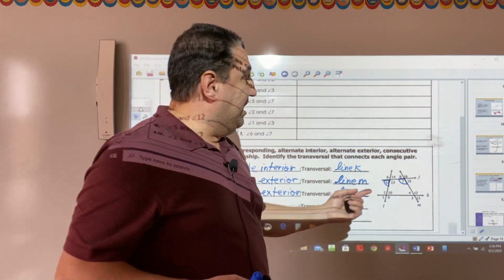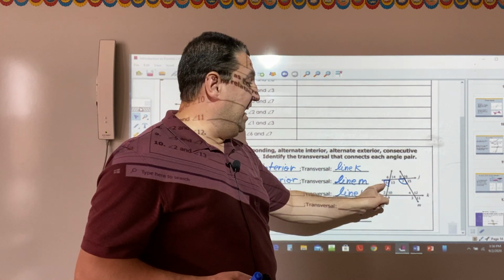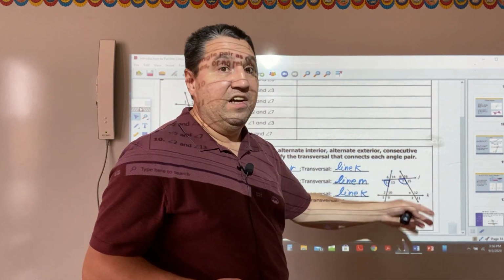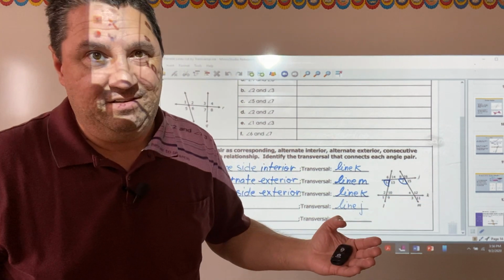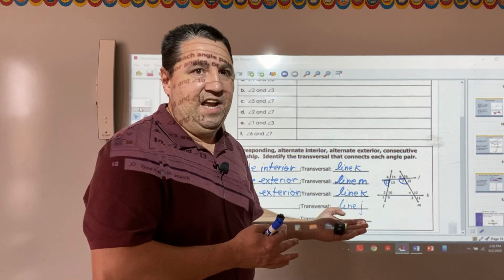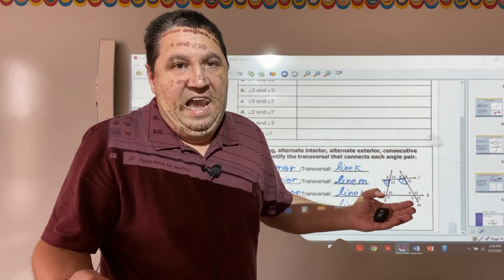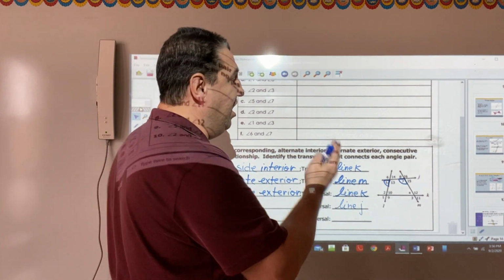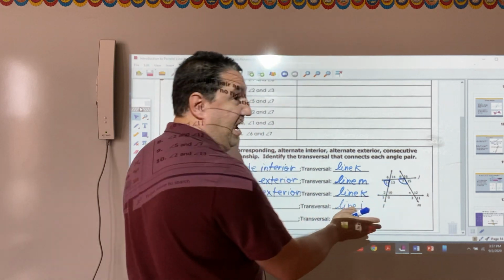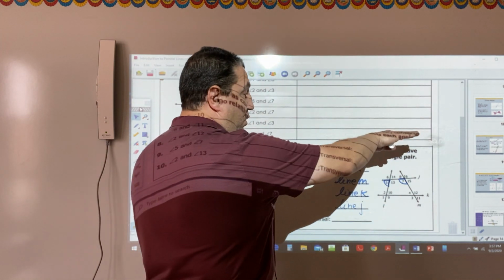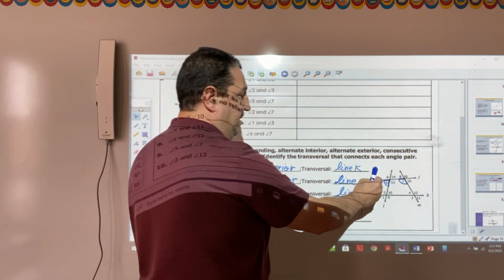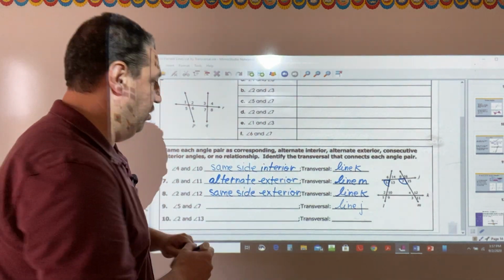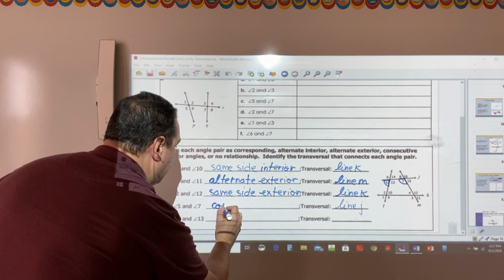But what about interior or exterior? As we can see, 5 is exterior, while 7 is interior. So we cannot say they are same side interior or exterior. They are not alternate. The only name that is left is corresponding. And indeed, they are corresponding. Why? Because they are in the same location. They are both on the same side of the transversal, and both are to the left of the other two lines. So we can say they are corresponding.